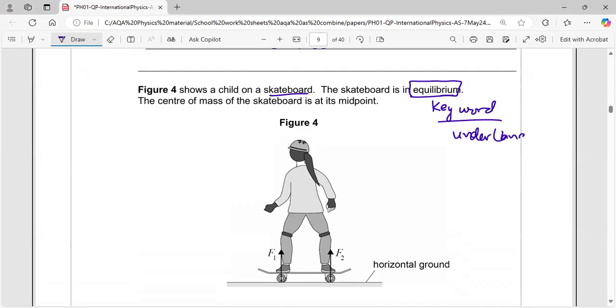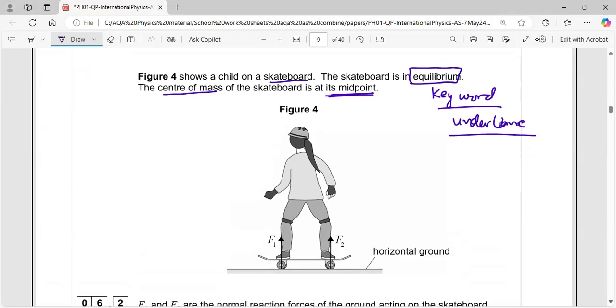This is one of the important tricks of the paper: while reading the question, you underline the keywords, so that can help you later in the question. The center of mass of the skateboard is at midpoint. Again, this is a keyword, so I am underlining it.